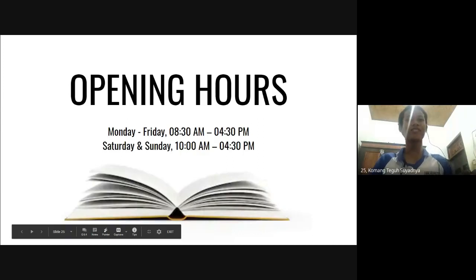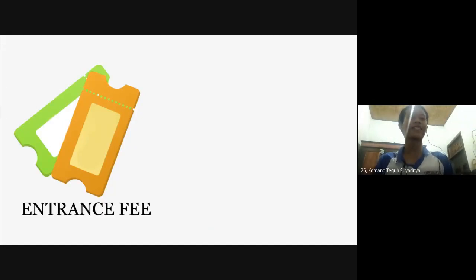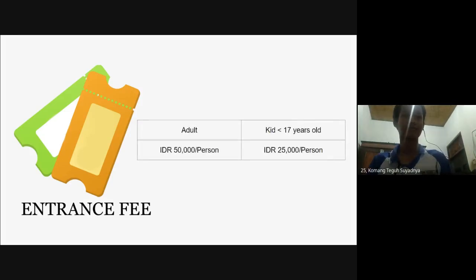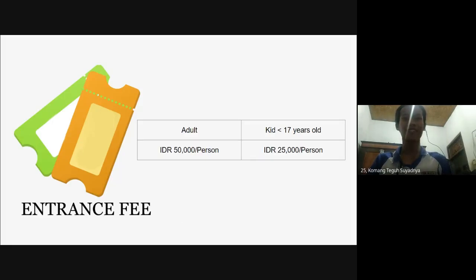Is there any admission fee to enter Bajra Sandi Denpasar Monument? Yes. There is an entry fee that you need to pay to go inside the area of the monument. However, there is no entry fee for the public park, Renon, or for the lapangan. If you just want to exercise without going to Bajra Sandi, you don't have to pay. This is the list of Bajra Sandi Monument entrance fees. For adults, it's 50,000 Indonesian rupiah per person, and for kids under 17 years old, it's 25,000 Indonesian rupiah per person.